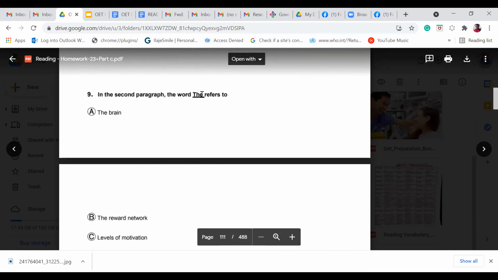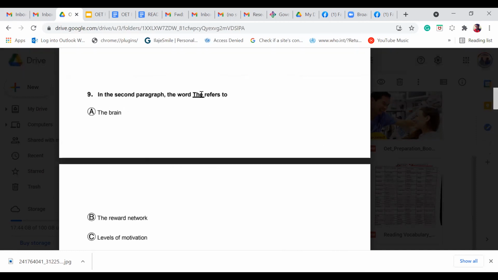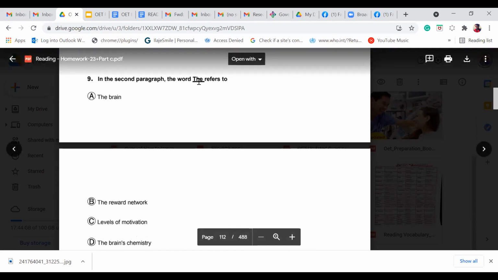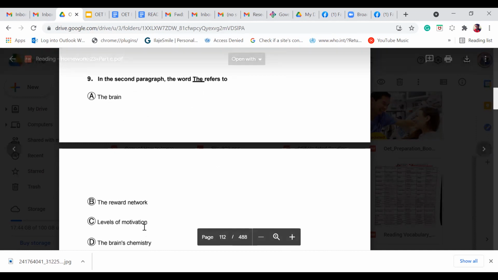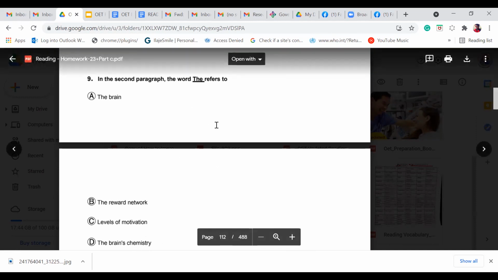So the word D is written here, but it's actually that. Apologies for that. I'm not the composer of this question, but I believe this is that. What does that refer to? The brain, the reward network, levels of motivation, or the brain chemistry? What's your answer: A, B, C, or D? You can drop it in the chat box or in the comment section. Thank you. For number 9, just put 9A so we know which question you're answering.